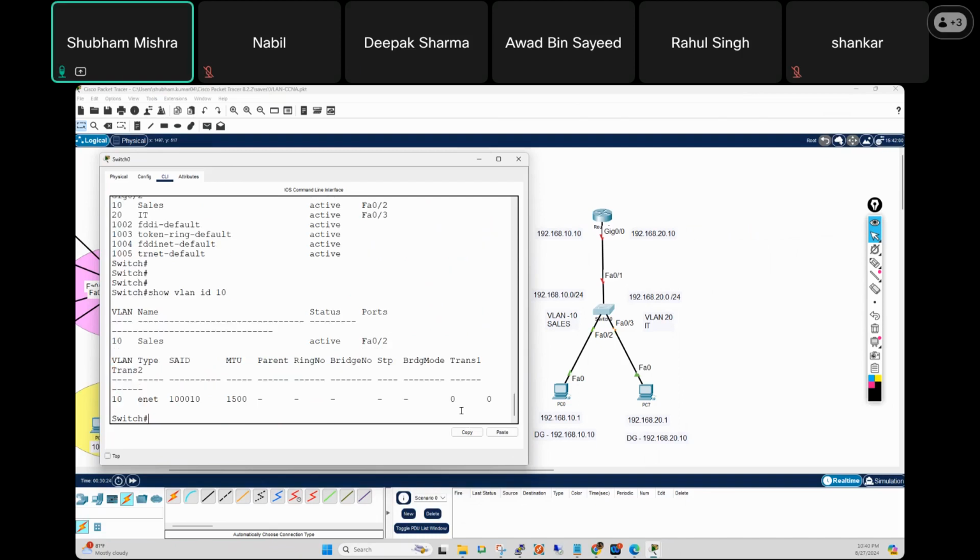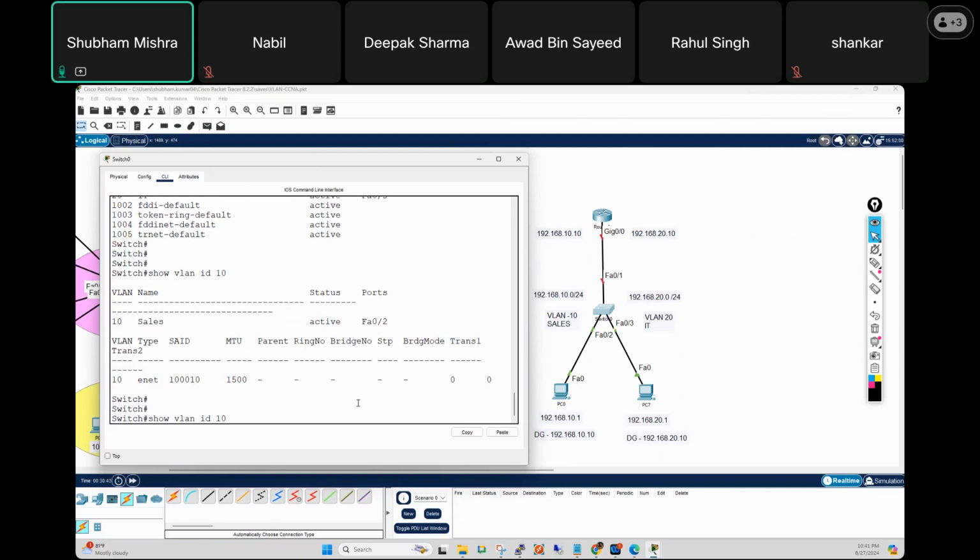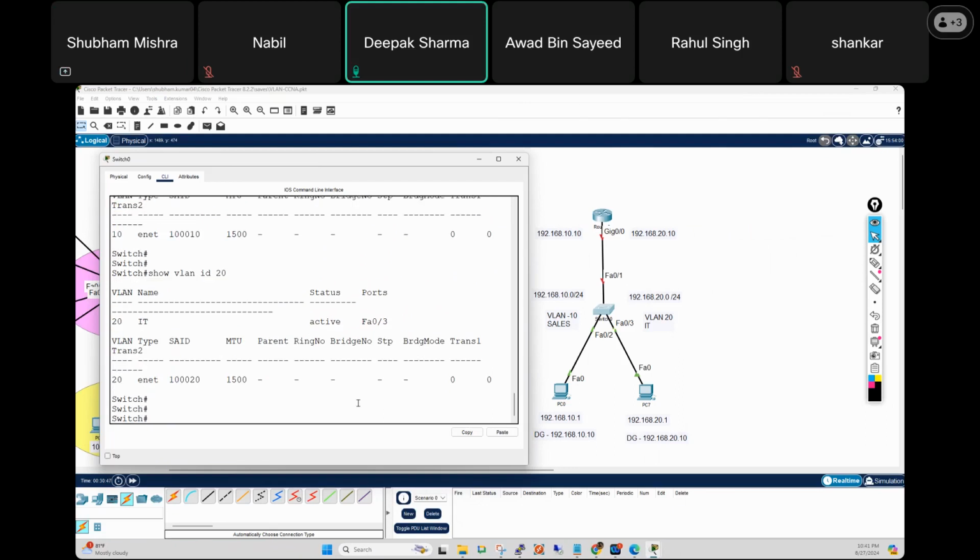This is the command also. If you want to check any particular VLAN in a detailed way, what is the command? Show VLAN ID 10. See, VLAN number 10, name is Sales, status is active. What is the port? 0/2. Are you clear, everyone? Similarly, you can check for VLAN number 20. Understand? Okay. So on the switch we did it.